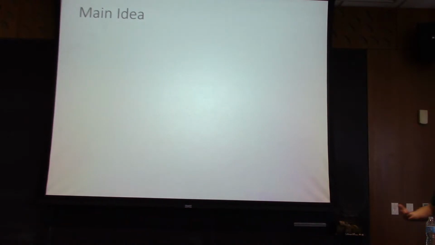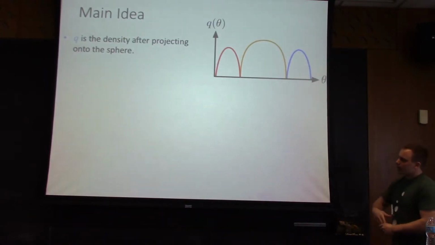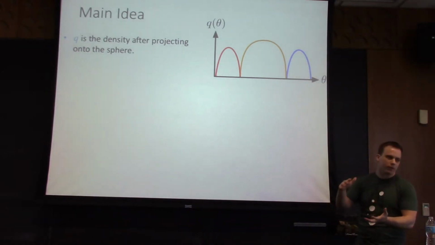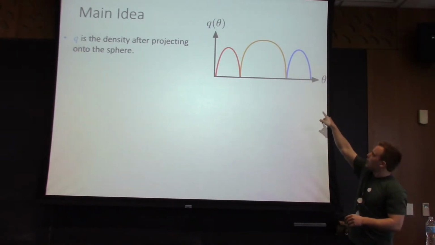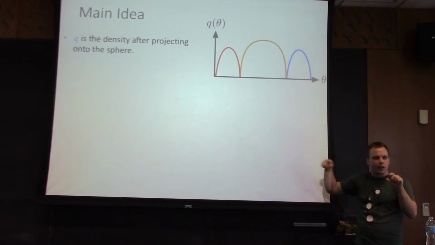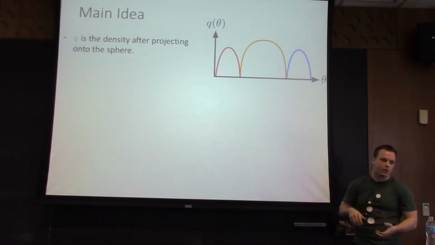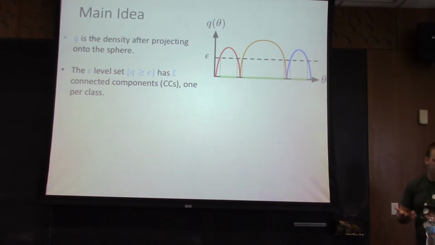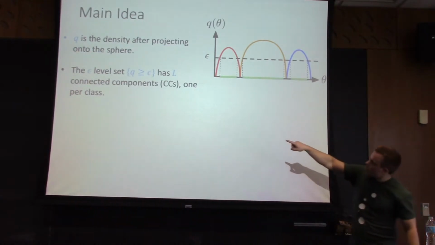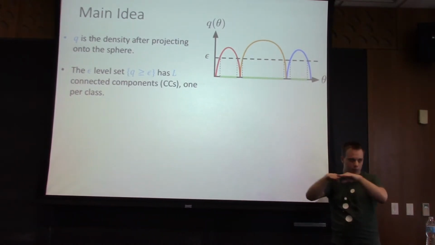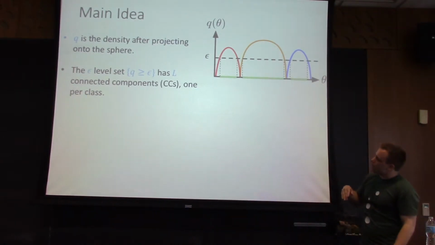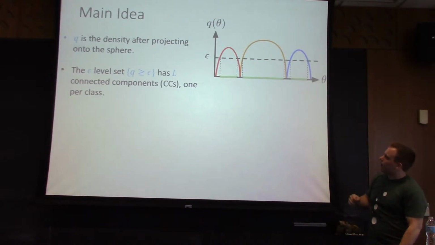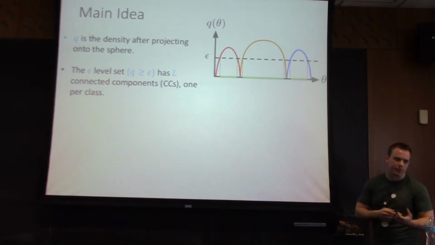Okay, so the main idea, which we've already started talking about, is we're going to let Q be the density function after projecting onto the unit sphere. So in 2 dimensions, we can imagine this as being like a density function of the angle, but in general, this will be a density on the surface of the sphere. And then we're going to look at the epsilon level set of this density function. So what that is: we pick some level epsilon, so it's a probability mass. And then we look at all the points on the sphere whose density is at least epsilon. And if they are, then they're in the epsilon level set.